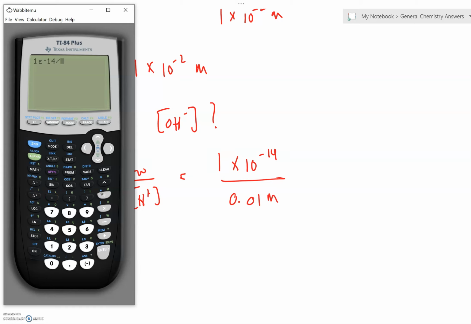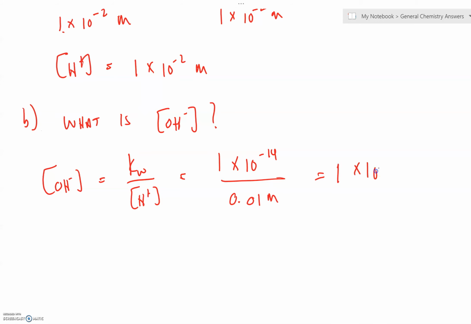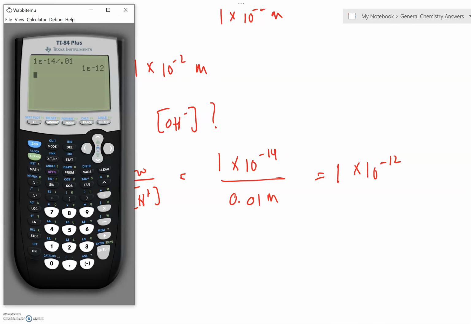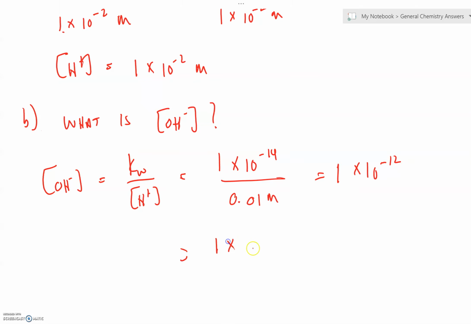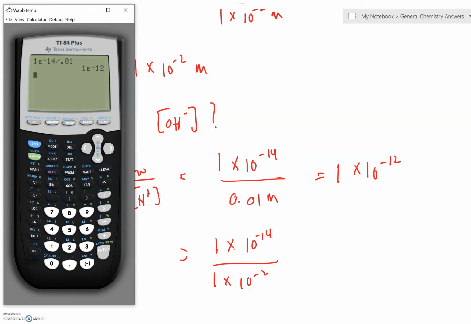Now, if you want to leave it in regular notation, you can. 0.01. Enter. We get 1 times 10 to the minus 12th. Right? If you want to do it all fancy, in leaving it in scientific notation, 1 times 10 to the minus 14th divided by 1 times 10 to the minus 2, you get exactly the same answer. Whoops, got to make sure you hit the shift button.